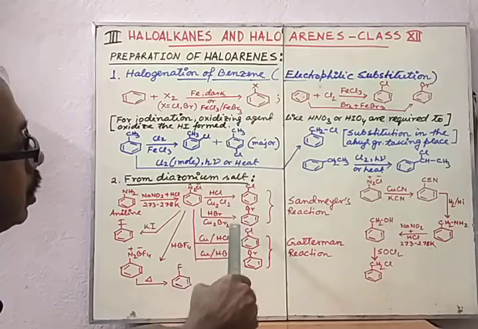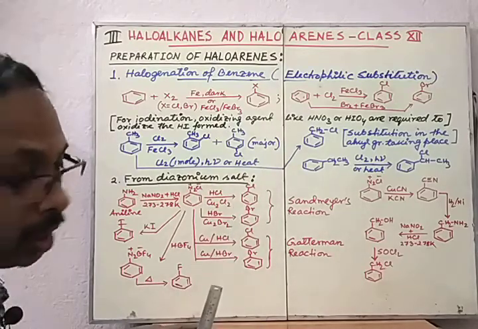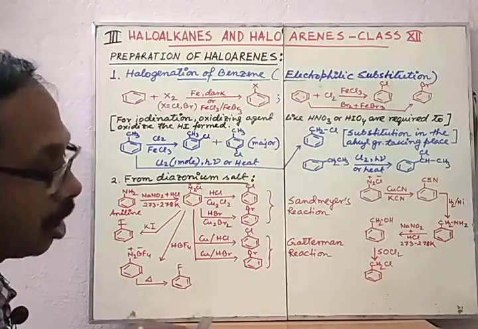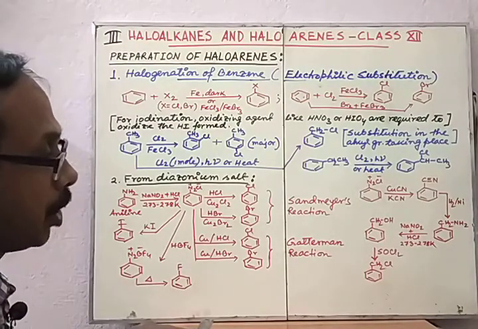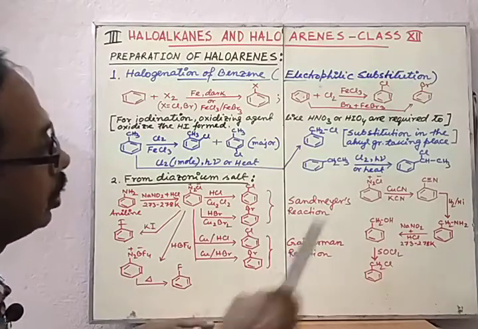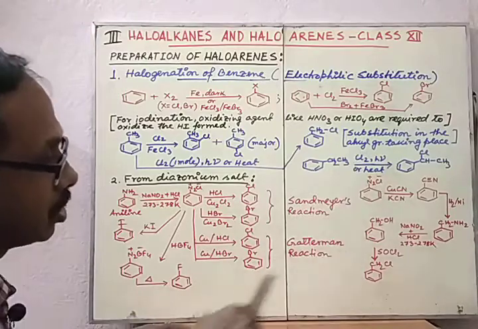Here the processes are bringing the halogen into the ring, and here some examples are given where the halogen is coming at the side chain, but there is some substitution with benzene ring. So these are not the haloarenes.